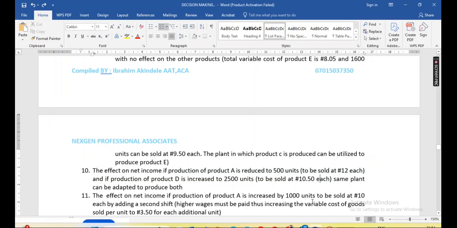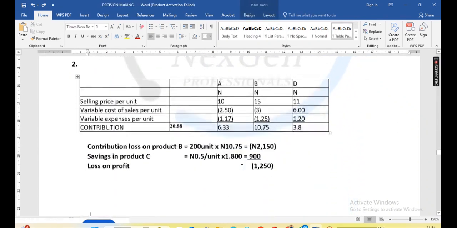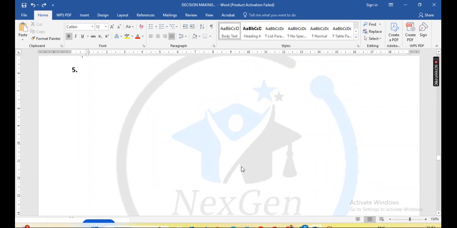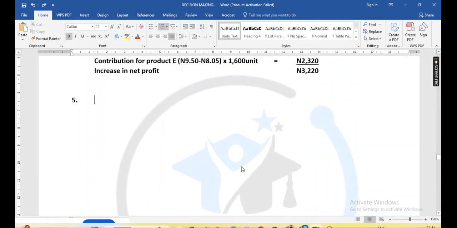Now, in this case, we will present this. Please, you can screenshot it if you don't have the material. New contribution. Right, so let's start from product A. Which one is the first product? Product A, right?